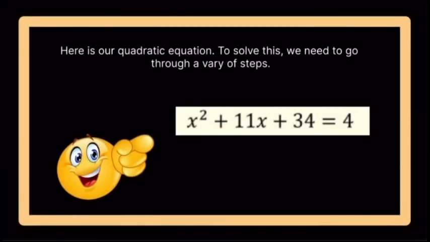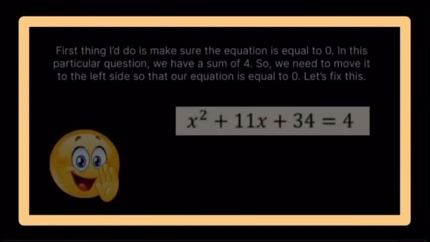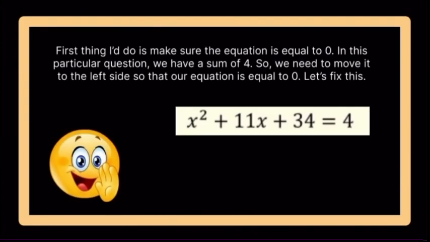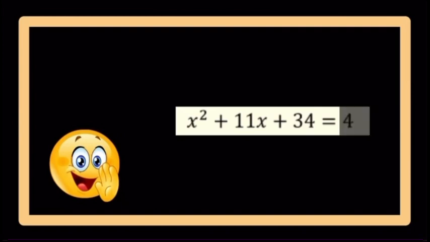Here is our quadratic equation. To solve this, we need to go through our various steps. First thing I do is make sure the equation is equal to 0. In this particular question, we have a sum of 4, so we need to move it to the left side so that our equation is equal to 0. Let's fix this.